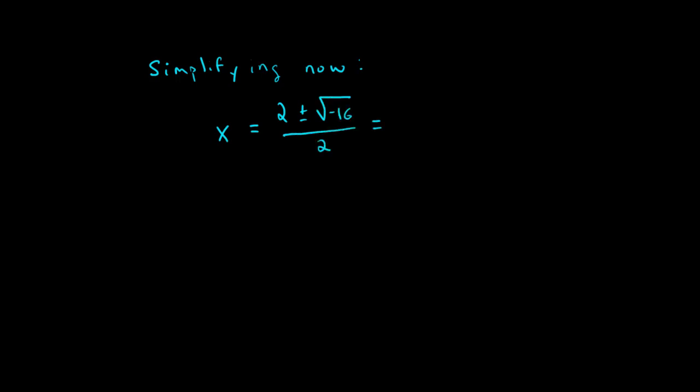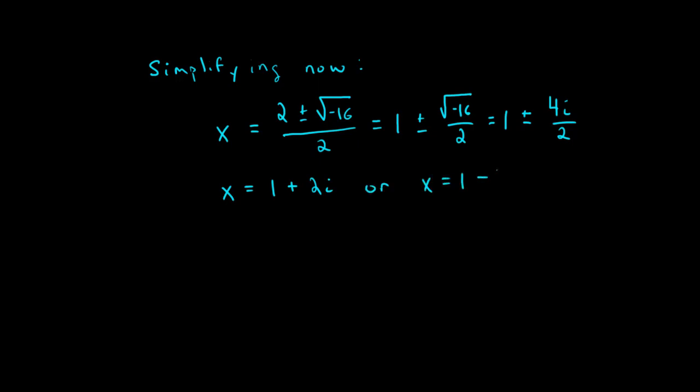I'm going to divide that up to 1 plus or minus the square root of negative 16 over 2, which equals 1 plus or minus 4i over 2. And then carrying that division in the last term, it's going to be x equals 1 plus 2i, or x equals 1 minus 2i. So we've now arrived at a new kind of number that we haven't discussed already.